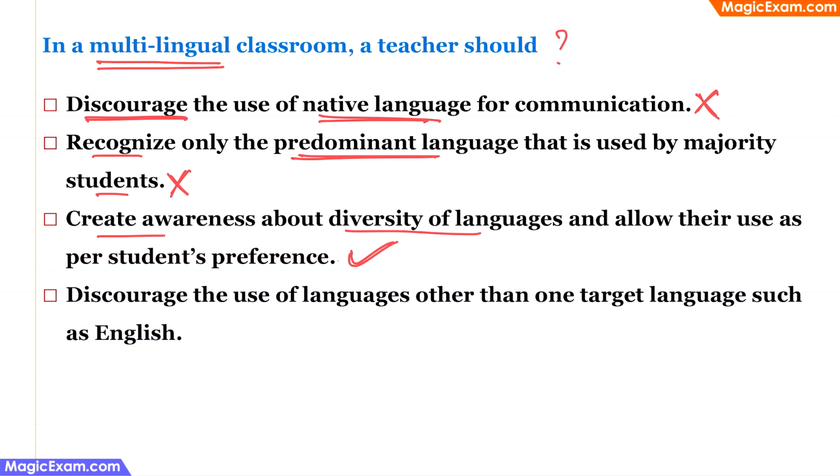However, when it comes to expressing ideas or when it comes to discussion, when it comes to interacting with others, they should be allowed to interact and discuss and talk in their mother tongue or in their native language. Therefore, creating awareness about the diversity of language and allowing the students to use their own language as per their preference is a correct answer for this question. And the last one is discourage the use of languages other than the target language such as English. So this is also incorrect, because you should not teach only English in the classroom. You should teach multiple languages and children should be allowed to use their own mother tongues as well.